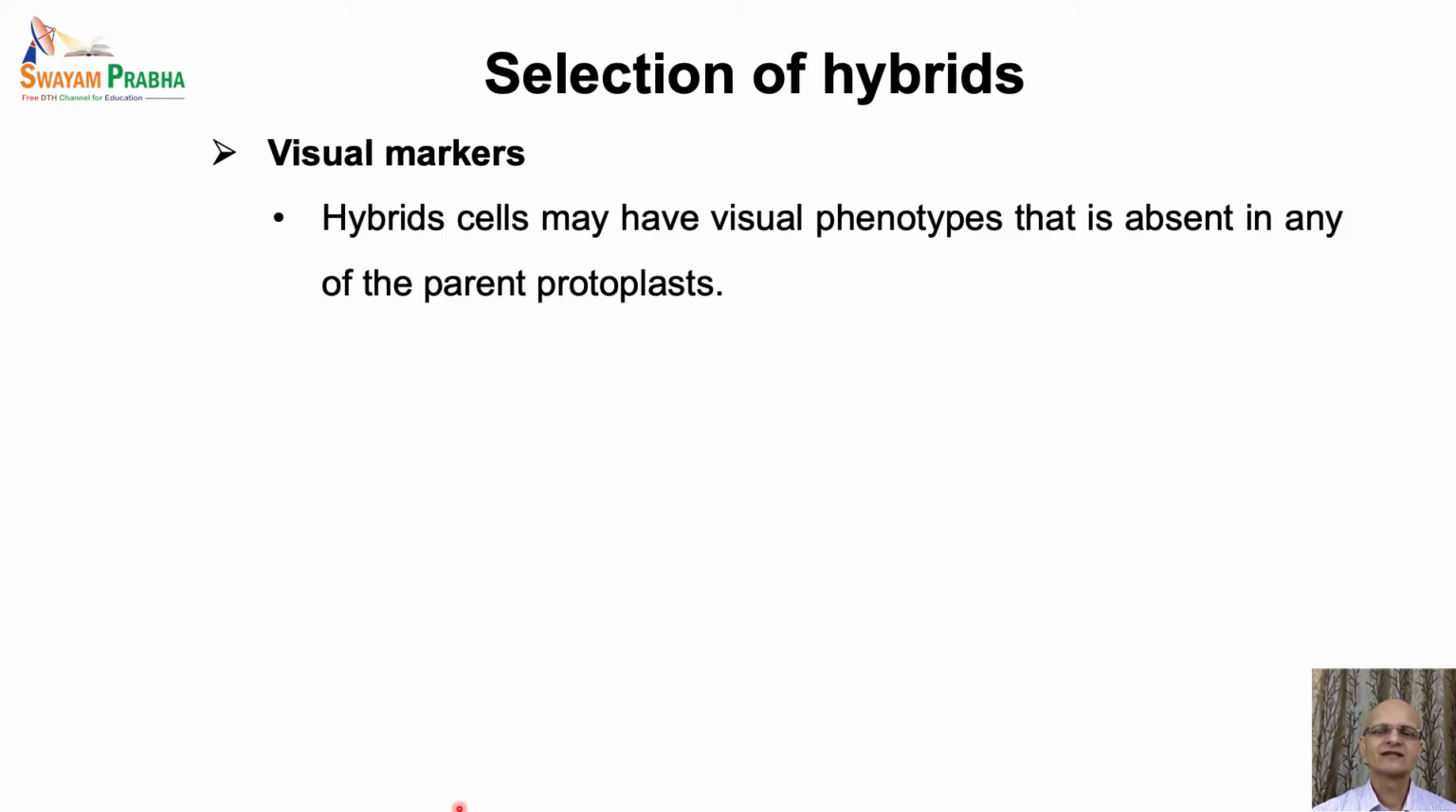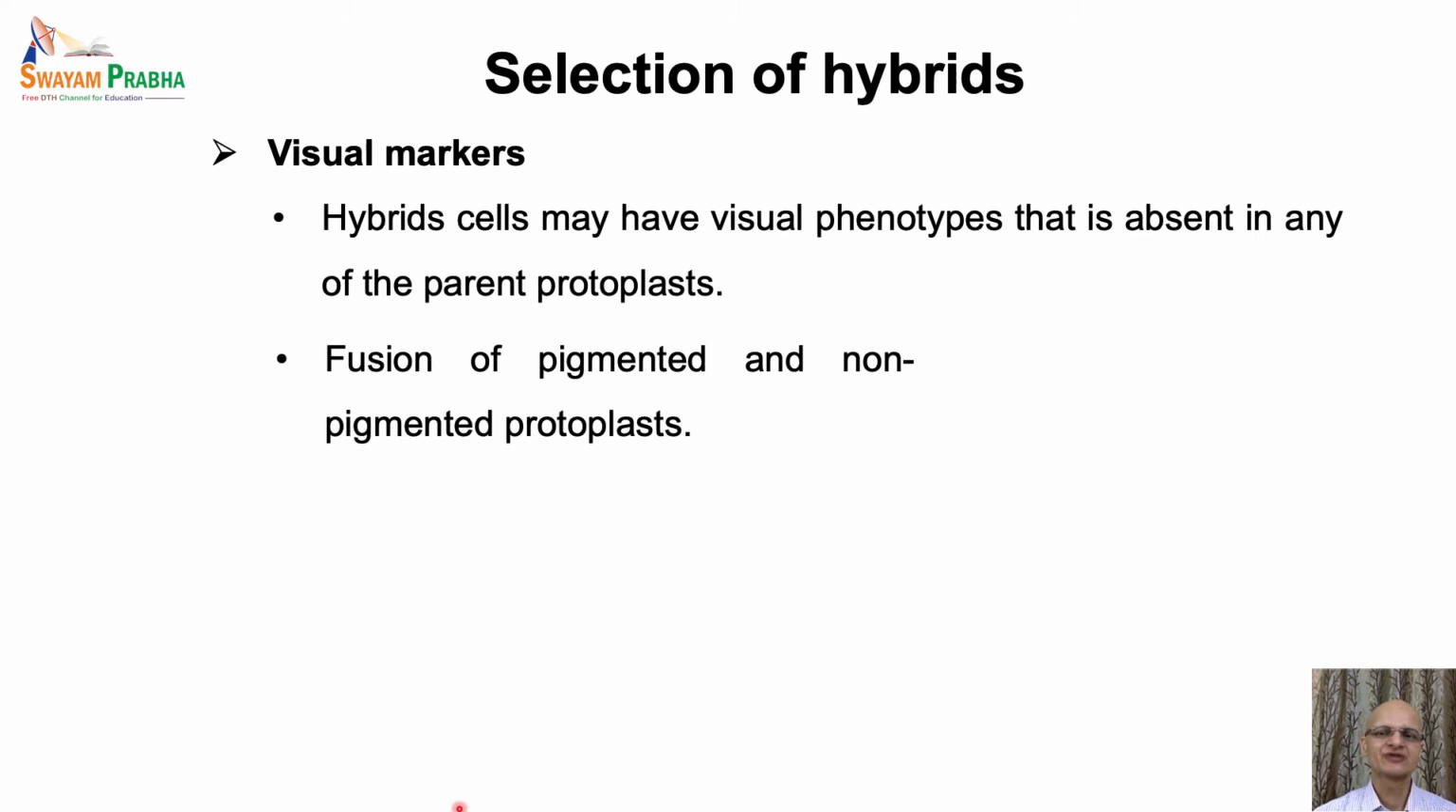Now the hybrid cells may have some visual characteristics that are distinct from either of the parents. For example, fusion of pigmented and non-pigmented protoplasts, or the hybridization of protoplasts having different colored pigments. Here are two protoplasts that have clearly distinct pigments that give a characteristic color to the protoplasts, or these have contrasting visible phenotypes.